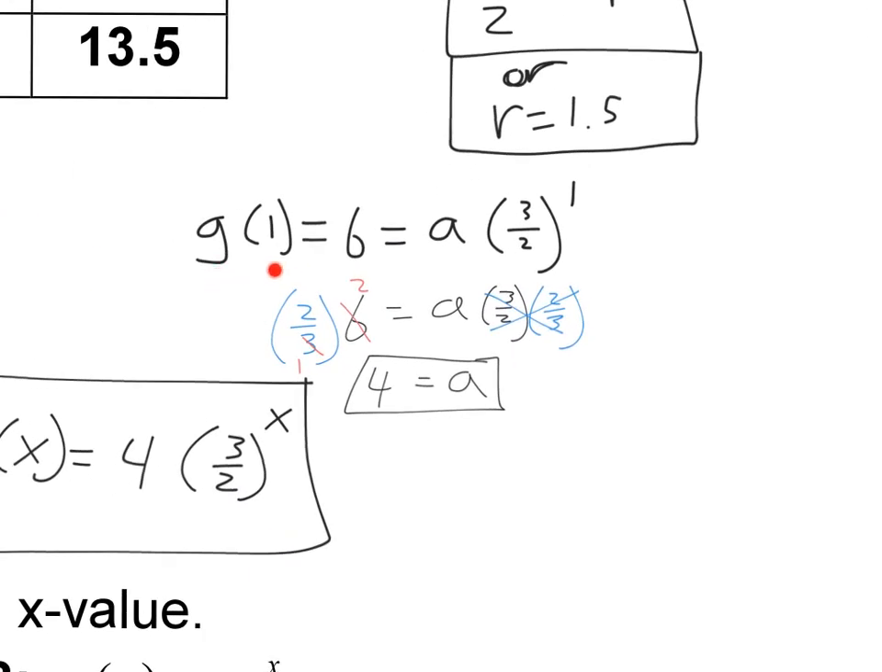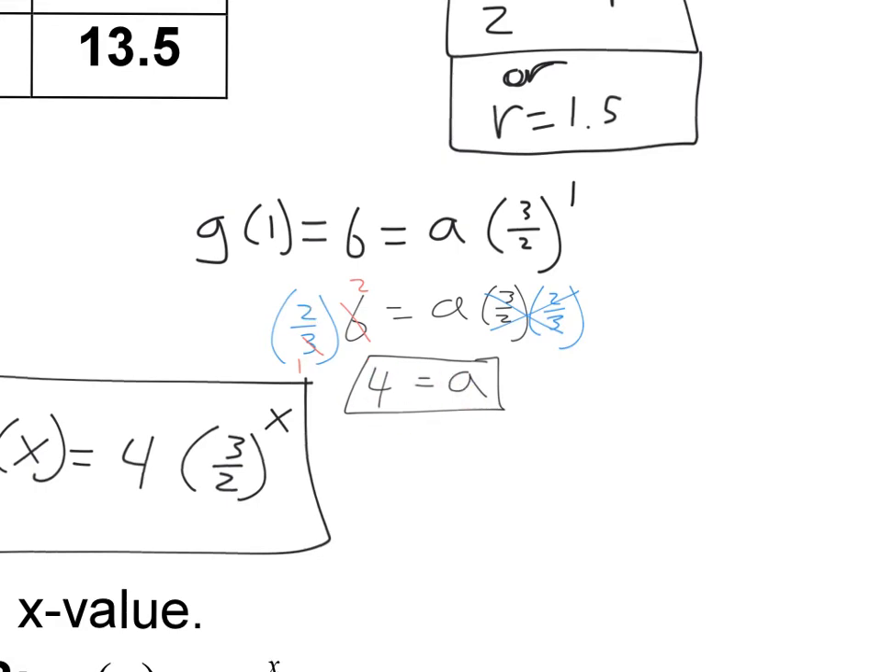I know that my g of 1 equals 6, so I could say 6 equals a times 3/2 to the power of 1. 3/2 to the power of 1 is just 3/2. So I'm going to multiply by the reciprocal to cancel that out. So I multiply both sides by 2/3. When I multiply by 2/3, I have a 6 on top, a 3 on the bottom, so I could reduce that to a 2 and a 1. So I just have 2 times 2 divided by 1. Well, 2 times 2 is 4, and 4 divided by 1, of course, is 4.